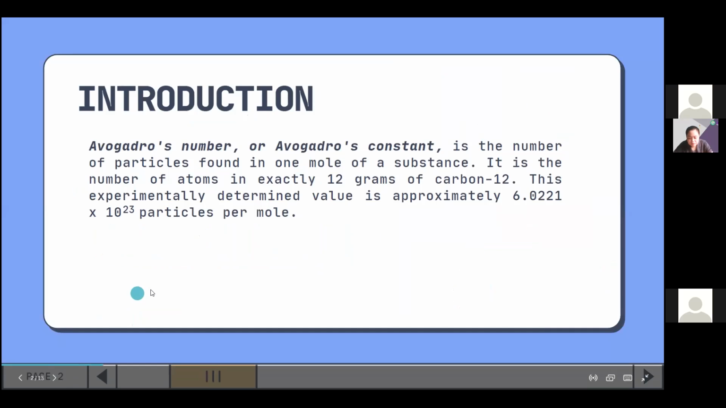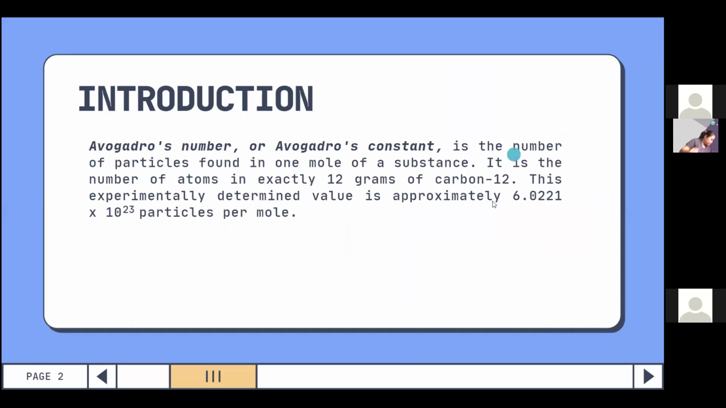Avogadro's number or Avogadro's constant is the number of particles found in 1 mole of a substance. It is the number of atoms in exactly 12 grams of carbon-12. This experimentally determined value is approximately 6.0221 times 10 raised to the power of 23 particles per mole.